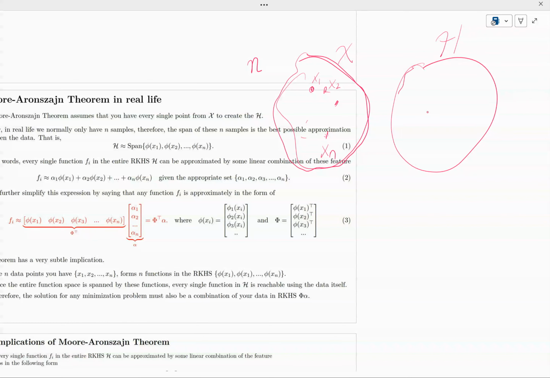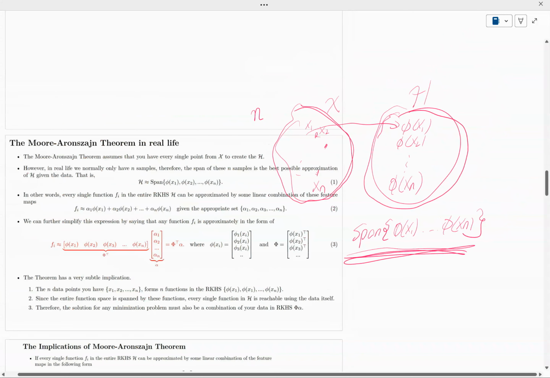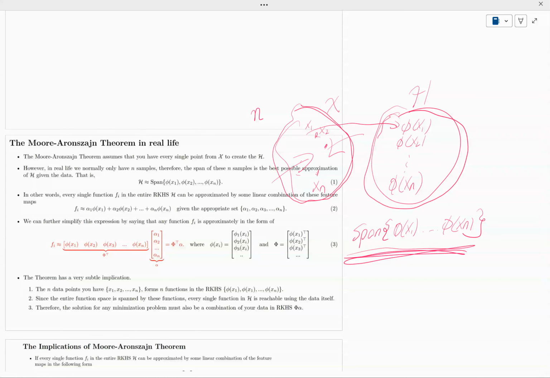Therefore, given only n samples, you will map the n samples, phi of x1, phi of x2, all the way to phi of xn, right? The span of this phi of x1 to phi of xn is the best way, given the data you have, you can describe the function space. Okay, so this is the span. So you have the theoretical RKHS, which will require you to have every single possible point. However, in real life, you don't have every possible point. You only have n. Therefore, in real life, the span of only n samples is the best you can achieve. Like you can't really get anything outside of those n samples.